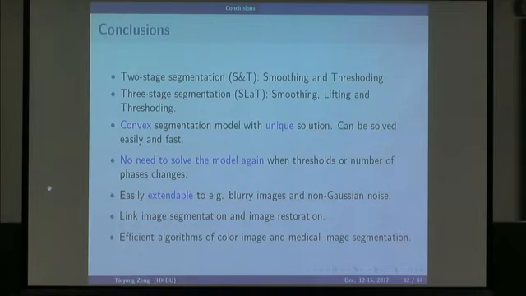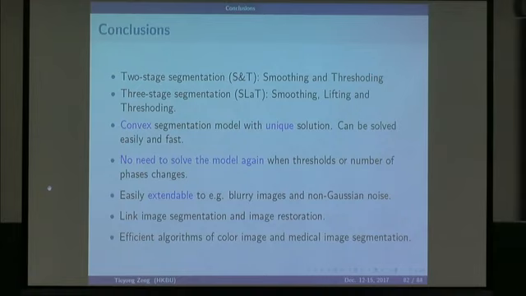It's pretty good. And for our model, for the first stage, it is convex. You can get a unique solution under mild conditions, and the model is very simple. It can be solved very easily and fast. Usually there is no need to solve the model again if you want to slightly modify the threshold or lambda of phase change. And you can easily extend this to the general case: blurry image, non-Gaussian noise or information loss.